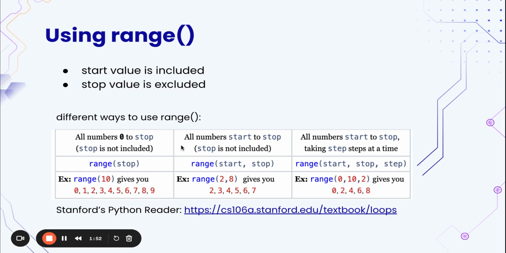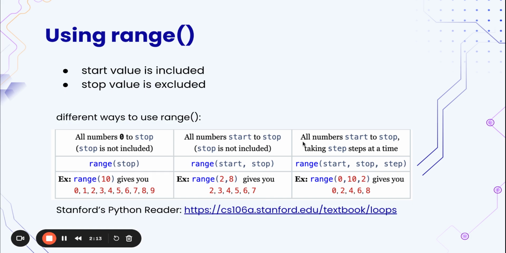For the second scenario, all numbers start to stop. Stop is not included. So we would have range, start value, and stop value. For example, range(2, 8) gives you 2, 3, 4, 5, 6, and 7.